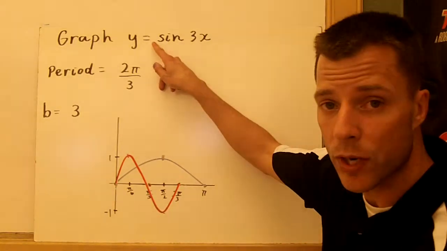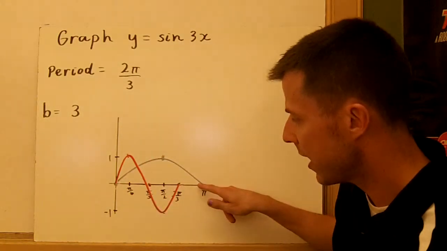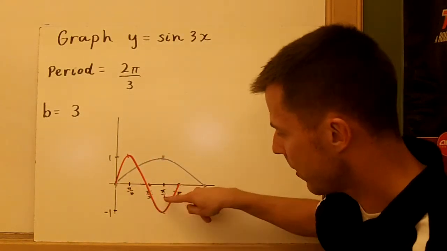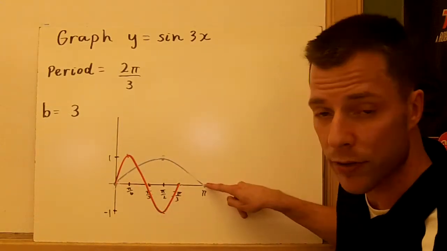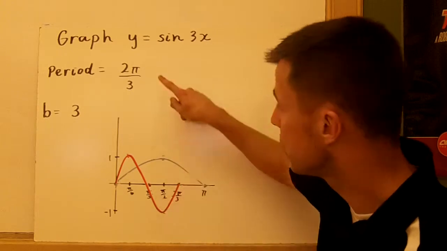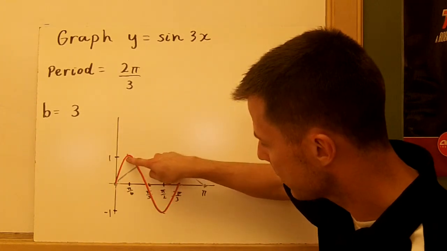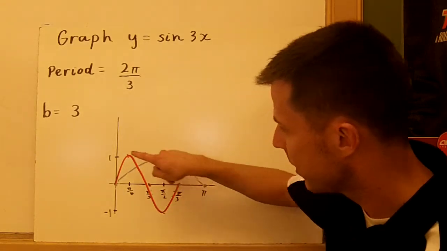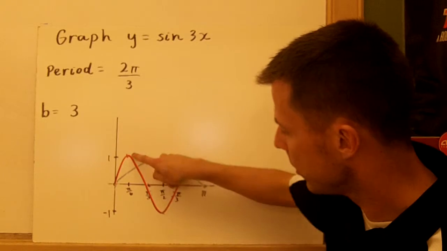Our a value is 1, so the height and the max and min are not going to change. In blue is the standard sine function. So here's 0, pi over 2 is 1, pi is 0. So there's part of the graph. Now our red graph is y equals sine of 3x. 0, max, 0, min, 0. Our max is 1, our min is -1, so there's our function.